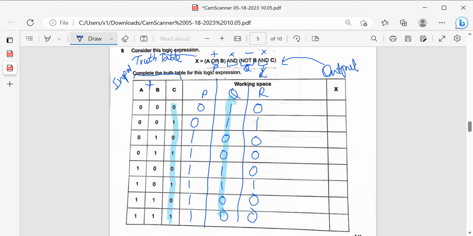Let's calculate our final output X. How are we going to calculate this final output? By simply multiplying P and R. Sorry, while erasing that highlighter, I think I erased that thing as well. So it was 1. Okay, so the final output is basically P multiplied by R.